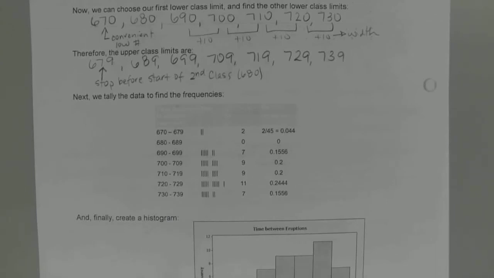How did they get their relative frequencies? Well, they said somebody sat there for some reason for 45 different eruptions. And so what was our total number? 45. So what did they do to get all these numbers? They took all these numbers and divided them by 45.